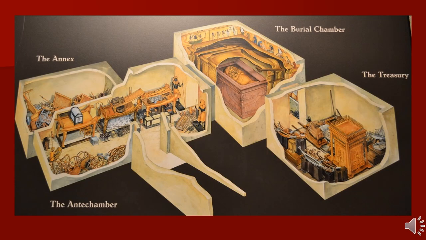So you can see the stairway led down to what they call the antechamber, which had several layers of goods just kind of piled somewhat haphazardly, as well as the annex that had a chariot that was disassembled. And then they had the burial chamber with the sarcophagus of Tutankhamun, and then the treasury, which held his mummified organs in that golden shrine.